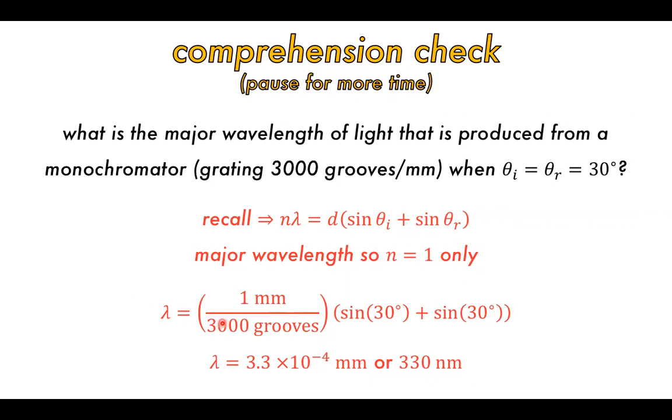That's going to be 1 millimeter over 3,000 grooves times sine 30 degrees plus sine 30 degrees, which is a half plus a half, so that becomes 1. So the wavelength here is going to be equal to 3.3 times 10 to the minus 4 millimeters, or 330 nanometers. That is how we would determine the wavelength of the major light produced from a monochromator, where the grating and the incident angles are those.